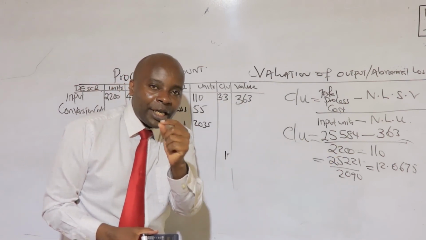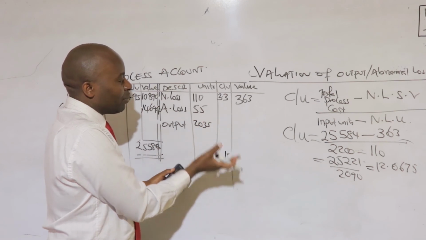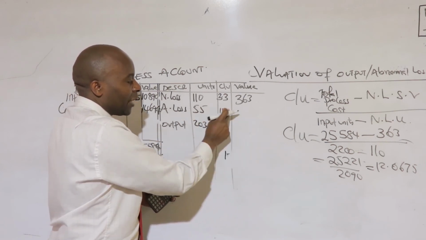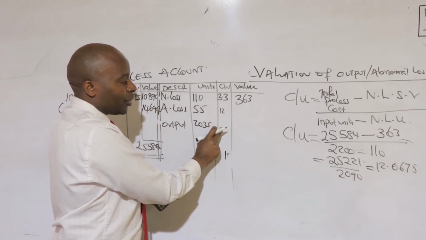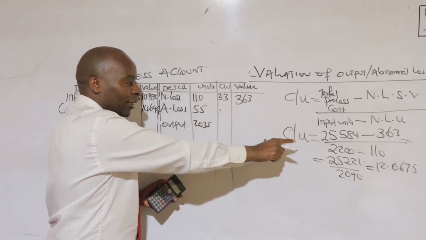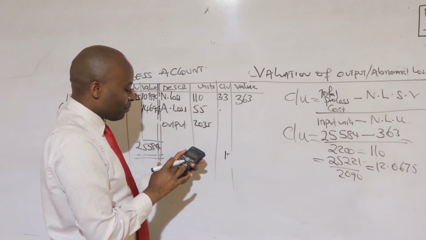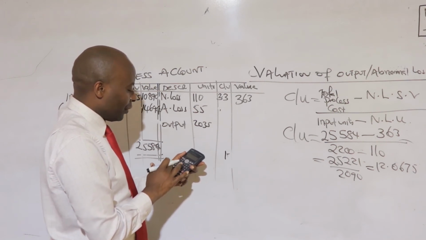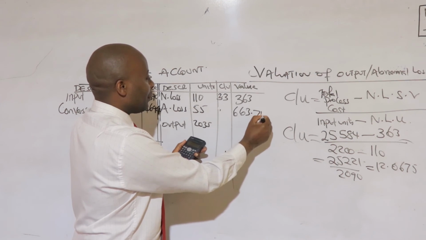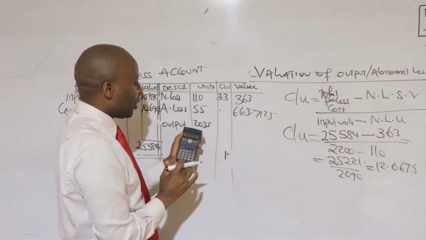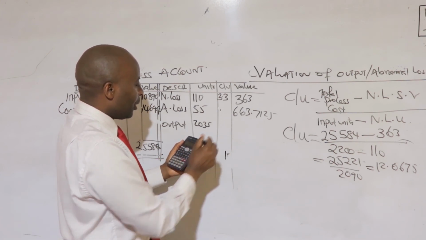But for learning purposes, I would just want us to complete this. So this is the valuation here. I'm supposed to have this 12 point something here, and the same will apply for the output. So what I will do is take 55 times that cost per unit. So we have 55 times 12.0675, and I'm able to get the total value, which is 663.7125. Then we have 2035 times 12.0675, which gives me 24,557.3625.